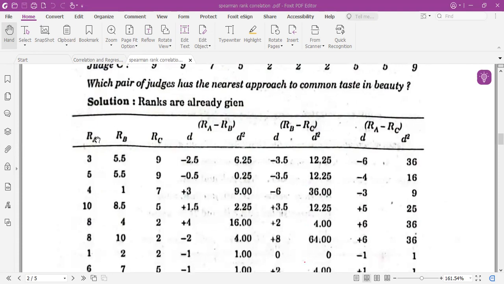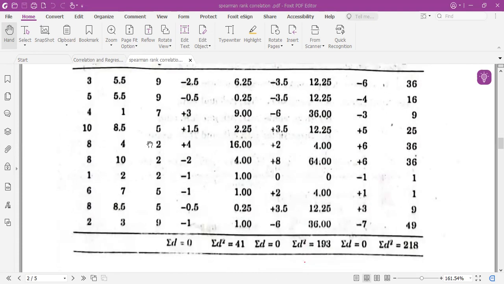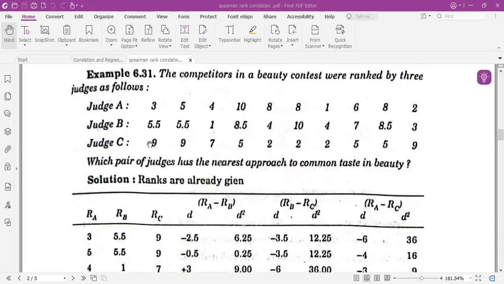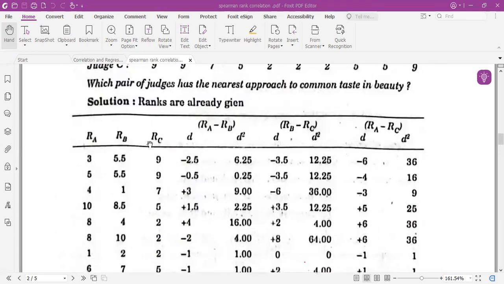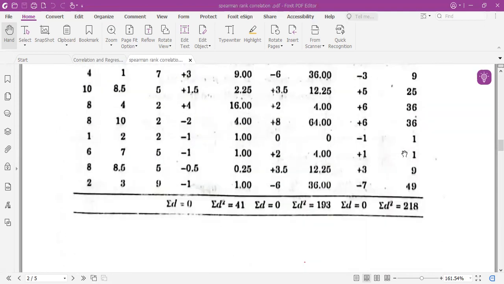Now here rank A, B, C is taken directly because these are all ranks. Then you have to find the D1. D1 is rank A minus rank B, and D1 square is calculated. Then D2 is rank B minus rank C, and D2 square is calculated. Then D3 is rank A minus rank C. So differences are calculated here. D1 square is 41, D2 square is 193, D3 square is 218.